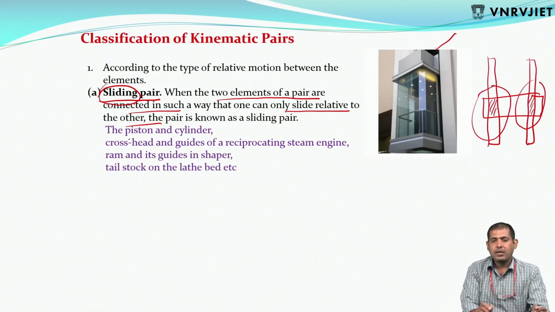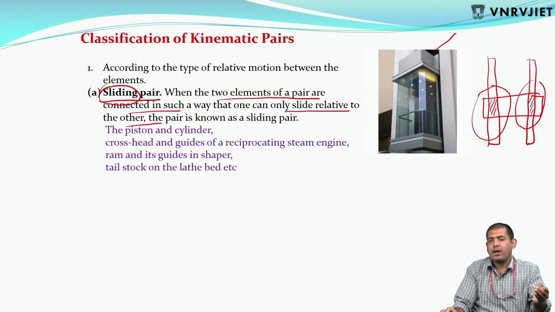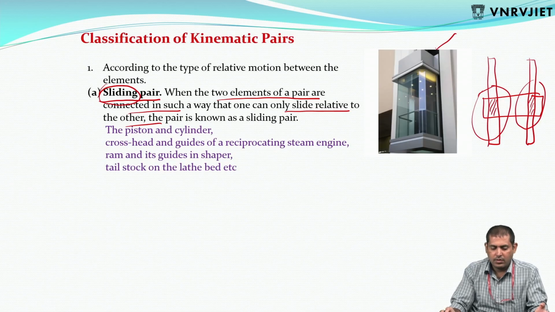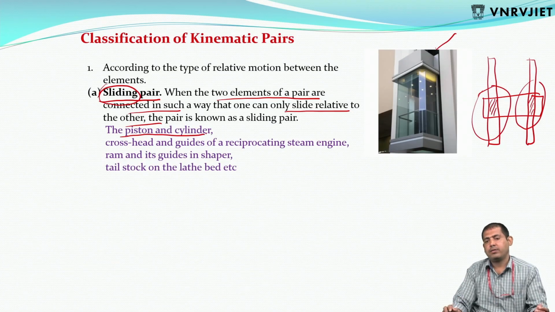Now piston and cylinder, again the piston is moving inside the cylinder. Cross head and guides of a reciprocating steam engine, ram and guides in a shaper machine, tailstock on the lathe bed. These are basically sliding pairs. Piston and cylinder, again it comes under reciprocating motion, but basically it is a sliding pair.